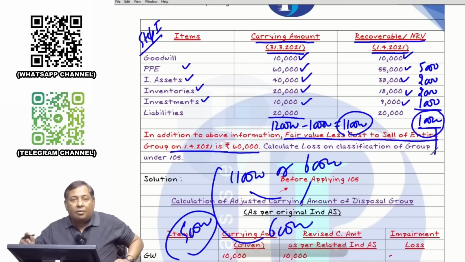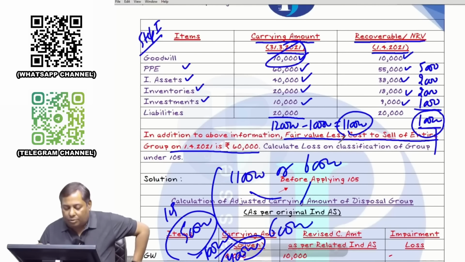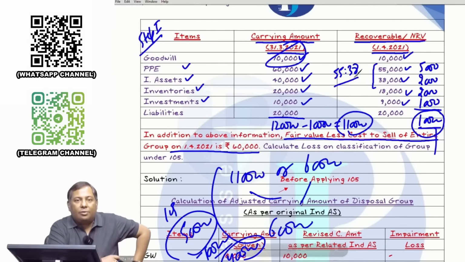The loss occurred before is for 105. Now set off 10,000 from the goodwill. 40 are left. So for 40 I will make the ratio. Which ratio? This one. 55 is to 38. Divide the loss in this ratio.